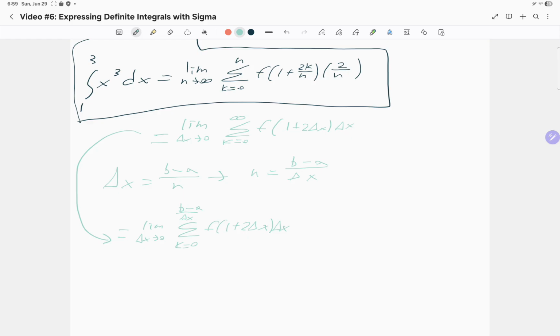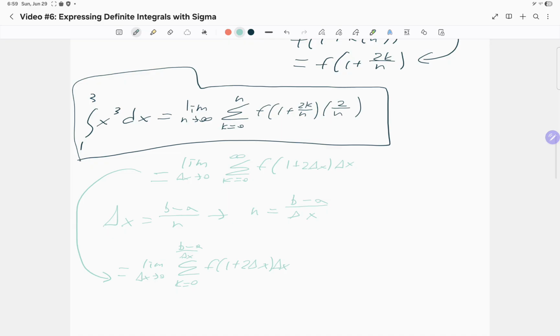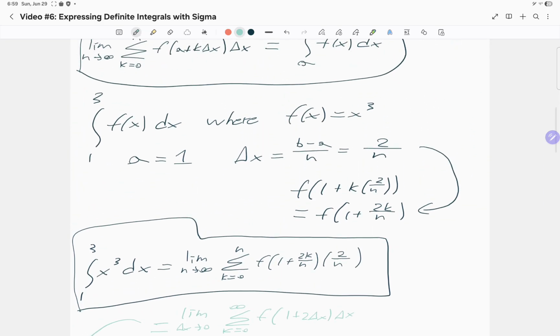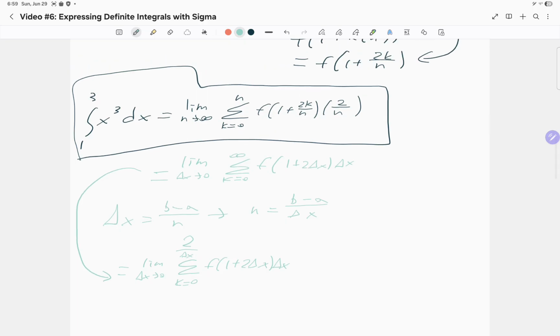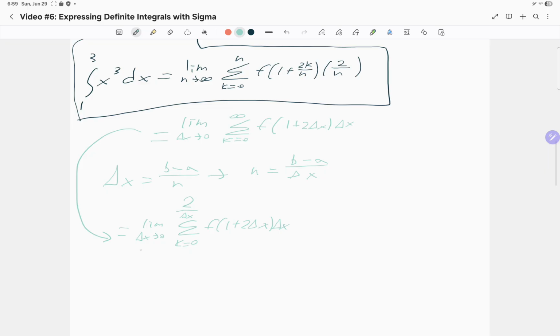I'm sorry, b minus a. I thought we were doing it with general, but what's our b minus a? 2. So it's going to be 2 over delta x. My bad. Where's my eraser? There it goes. It's going to be 2 over delta x. b minus a equals 2, because b is our upper limit of the integral that we start with, which is 3. a was the lower limit, which was 1. So it'd be 3 minus 1, 2. Okay. Just to restate that. So yeah, I guess this is also equal to what we had up here.